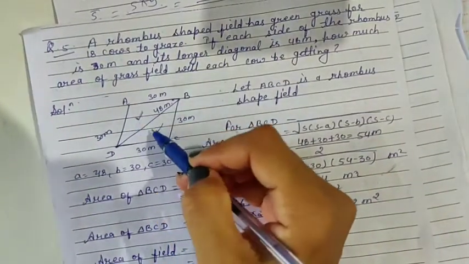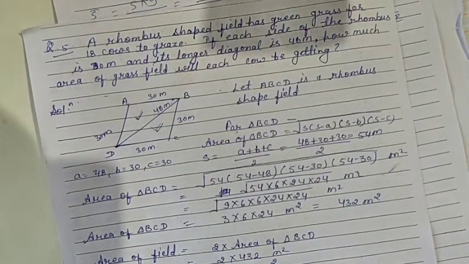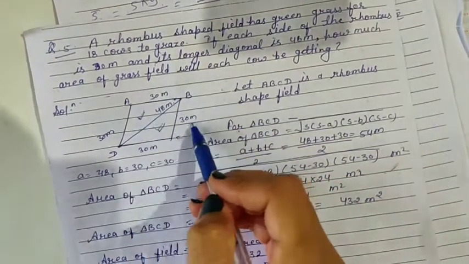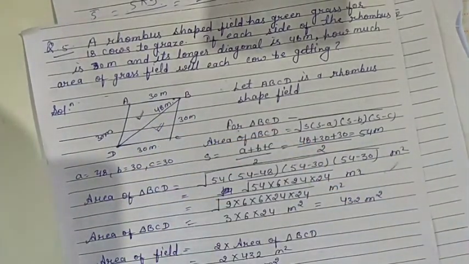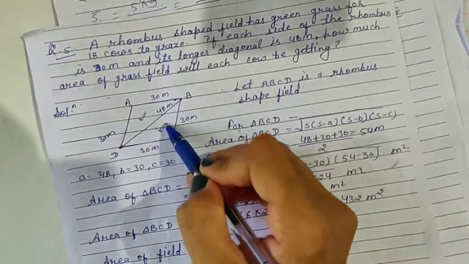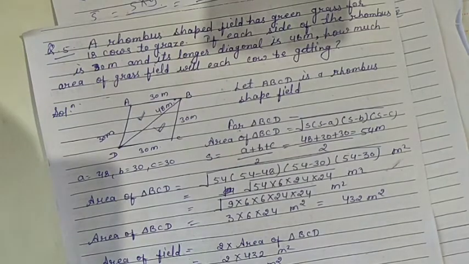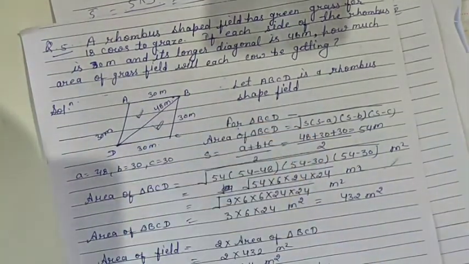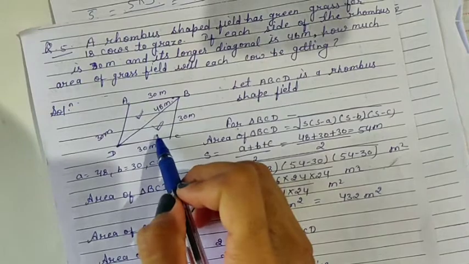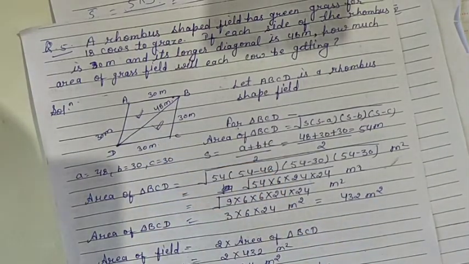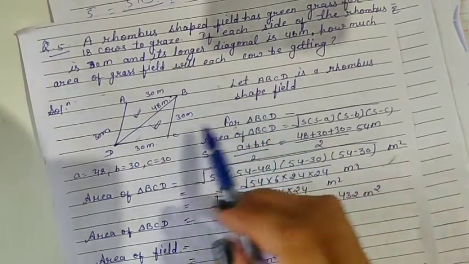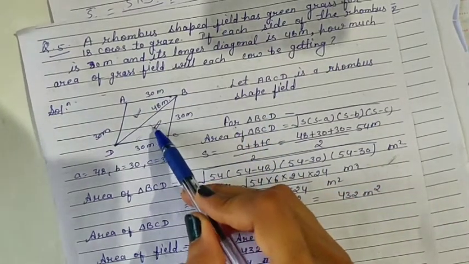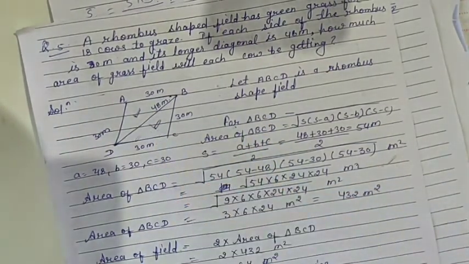So area of this triangle will be equal to area of this triangle because the sides are the same, 30 meter, 30 meter, and this is the common side, 48 meter. So I will find area of one triangle, and then to find area of this rhombus I will multiply area of one triangle by 2. Then I will get area of this rhombus. So for triangle BCD, firstly I will find area of this triangle.